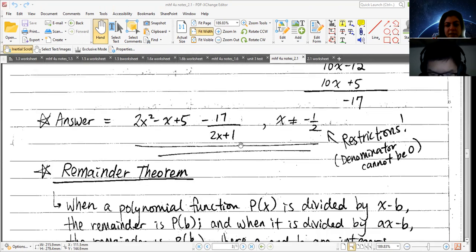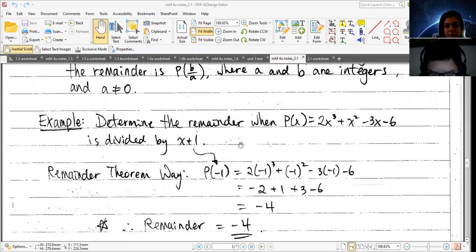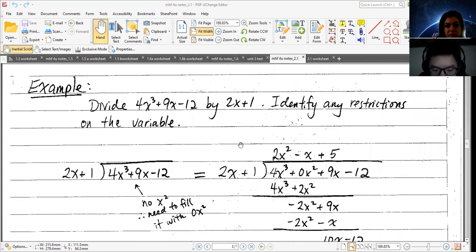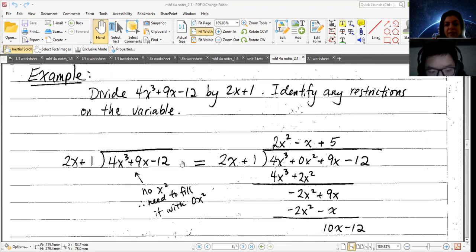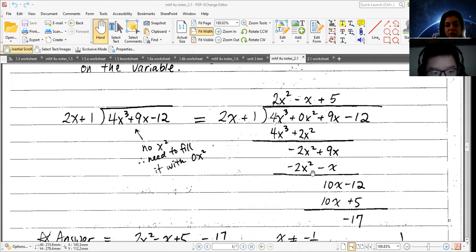So for this example, we have 4x³. We don't have x², right? Instead of the x², we put 0x², plus 9x minus 12. When you do it this way, you don't get confused. I'm asking you to do this example yourself and see if you can get the right answer.